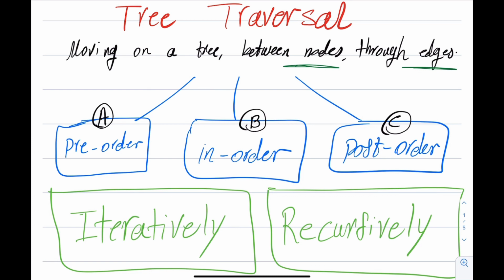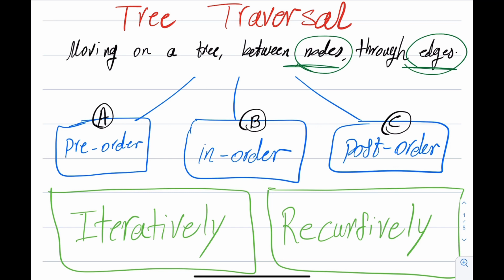Today I want to talk about tree traversal, and as you know, tree traversal is basically moving on a tree between nodes through different edges. And if any of this terminology does not make sense to you, let me know in the comment section and I'd be happy to explain them in more detail.